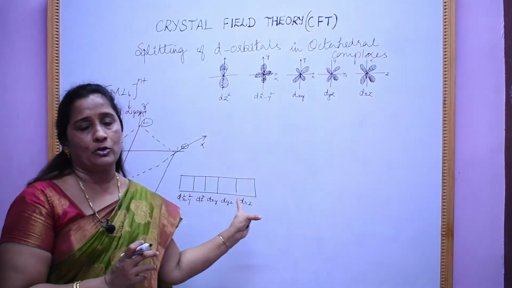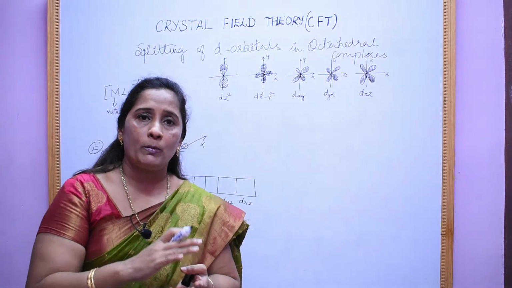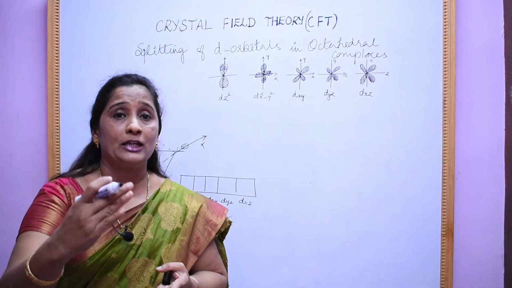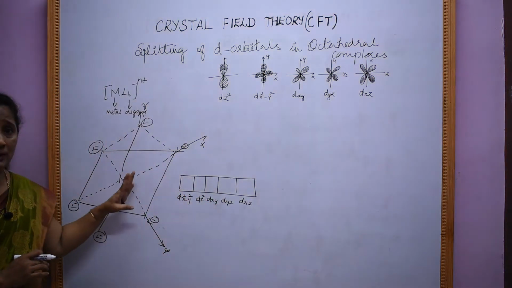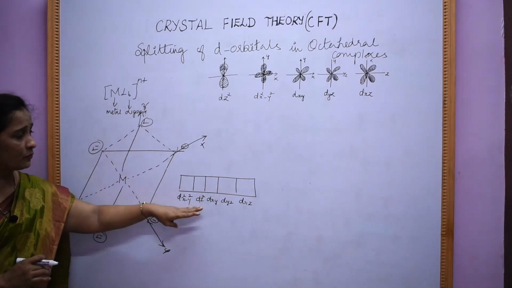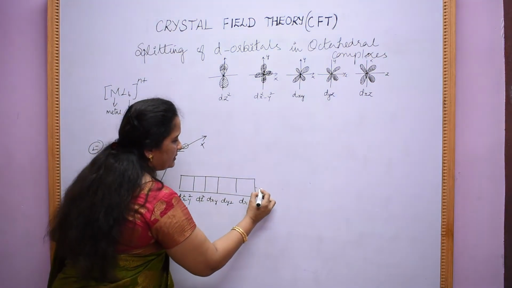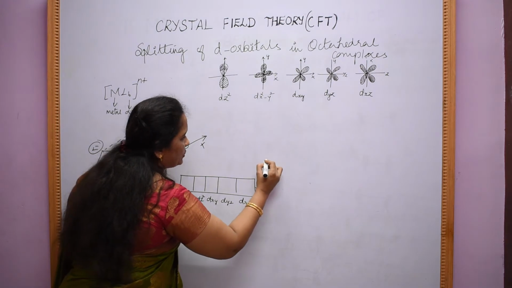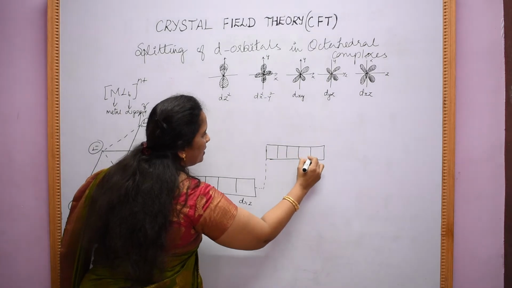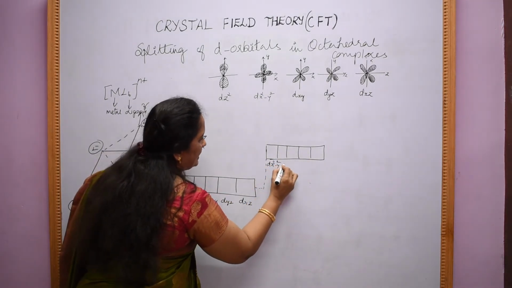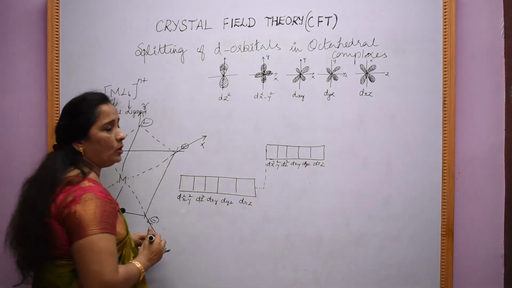So with this understanding, when the ligands approach the central metal cation, the electrons in the d orbitals of the metal are repelled by the negative point charges. Because of this repulsion, the energy of these 5 d orbitals rises to a next higher energy level. Here again they are all degenerate: dxy, dyz and dxz. Here also it is all degenerate.